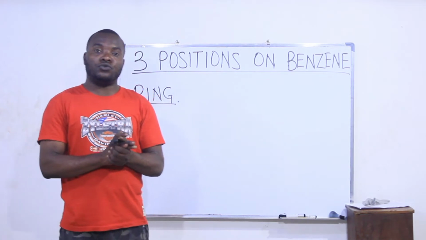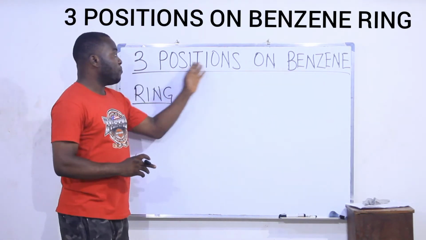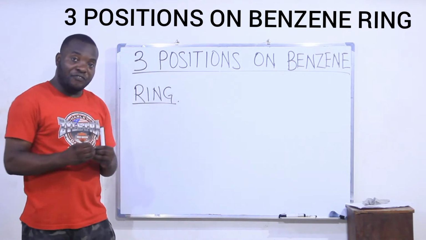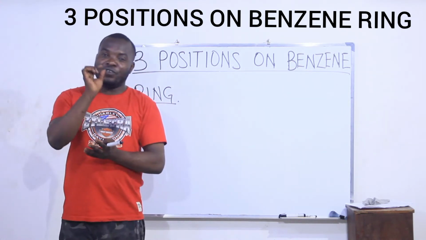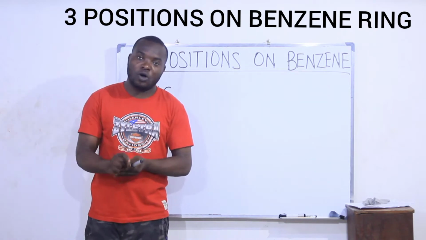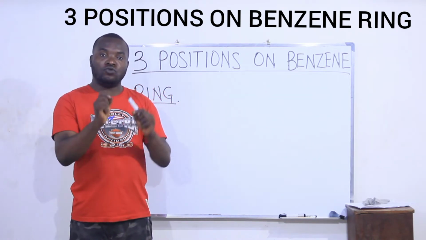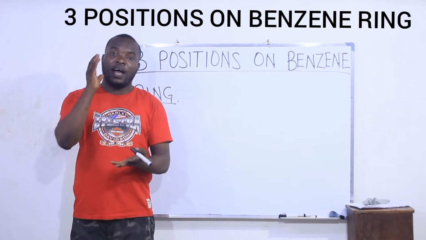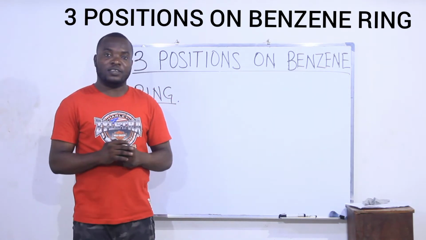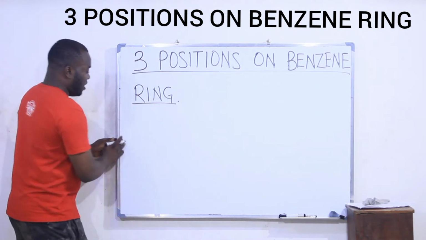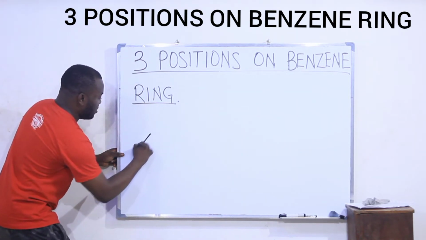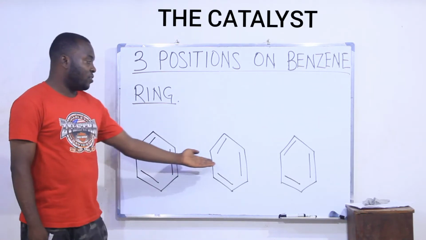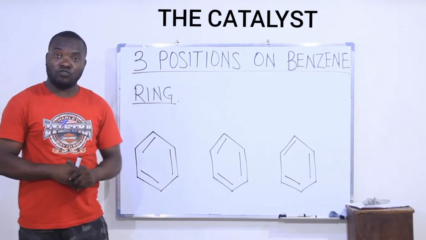I'm going to teach you the 3 positions on a benzene ring. If we have a benzene ring, we'll have a specific name or names we'll give to the 3 positions where substituents are attached in a benzene ring. For instance, if I have a benzene ring like this, now we have 3 benzene structures on the board.